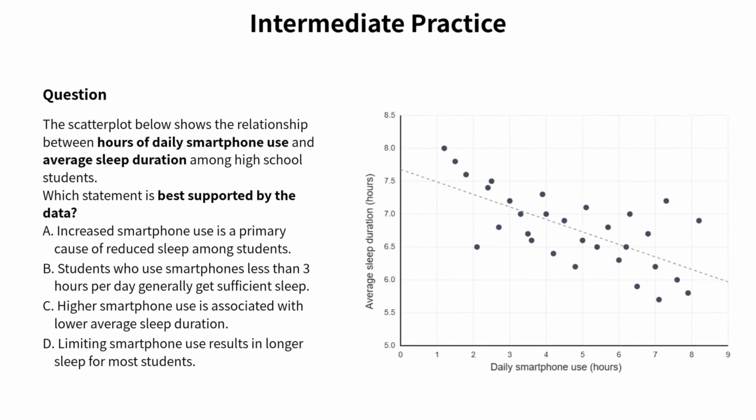Take a look at the scatterplot. It shows the relationship between daily smartphone use and average sleep duration among high school students. Your task is to decide which statement is best supported by the data. Be careful. The graph shows a pattern, but it does not explain why that pattern exists. Read each choice closely, and watch for statements that go beyond what the data actually show. You have 60 seconds. Pause the video, study the graph, and choose the best answer.